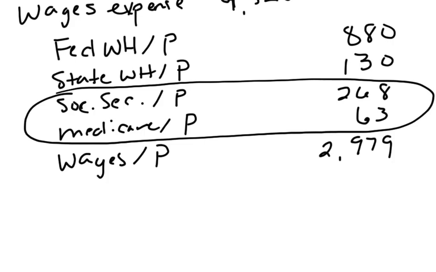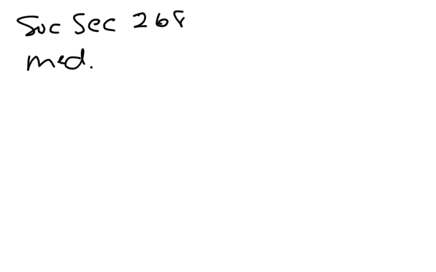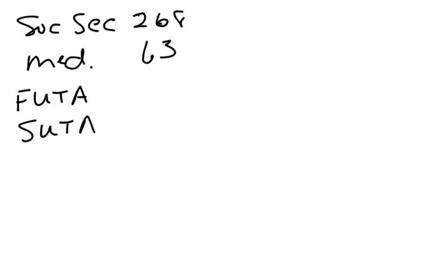So let's get a new page here and make their entry up. So let's look at what we're considering. We've got Social Security, and that was $268. We had Medicare, and that was $63. Those things we saw out of the check. But there were two other items we talked about that the employer is responsible for. One is federal unemployment taxes and one state unemployment taxes. So I shortcut that with something called FUTA and SUTA.